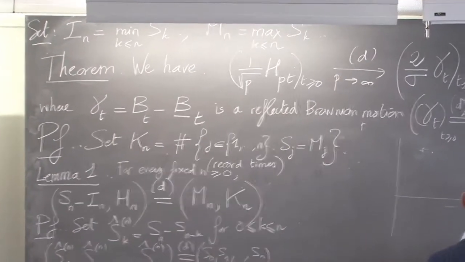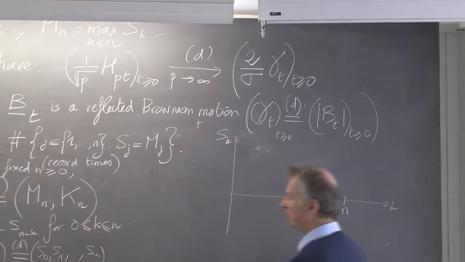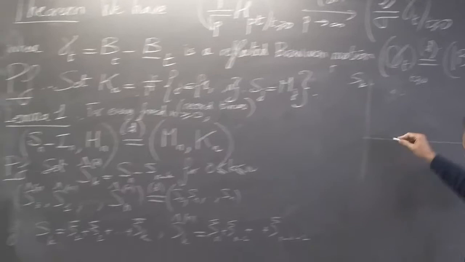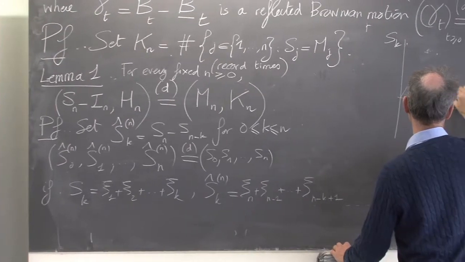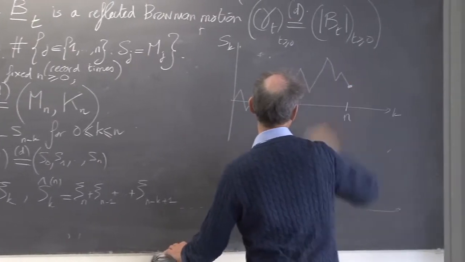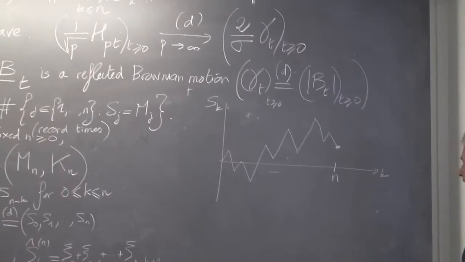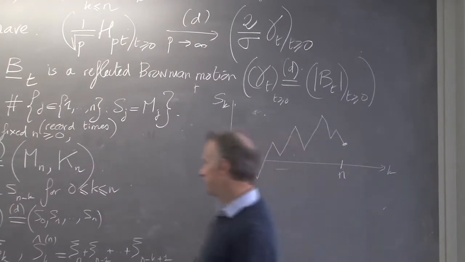So suppose that n is here. Okay, so I draw the graph of the random walk S first. So that's maybe something like this. Maybe something like this. Okay. So suppose this is capital S. And now, how do you get this?